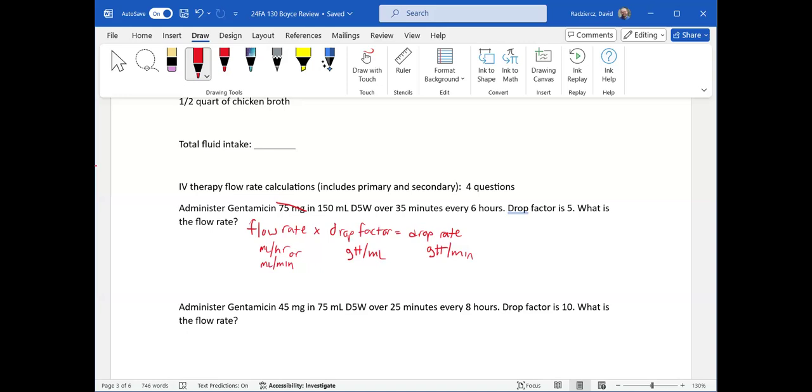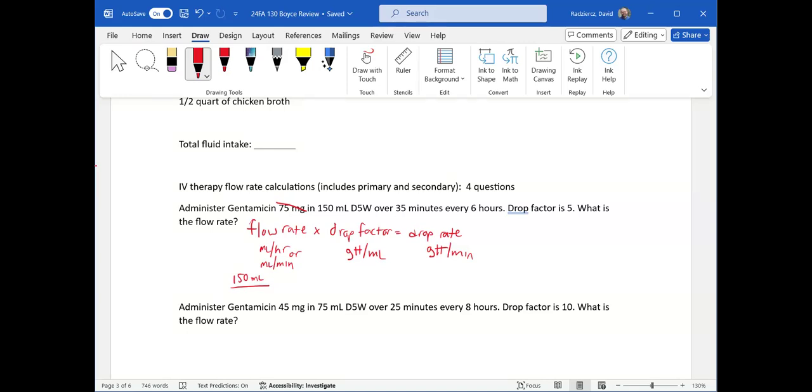So let's solve this question. I'm going to take 150 milliliters and put it over a time. Now there are 2 times here. It says over 35 minutes every 6 hours. The over 35 minutes is what's telling you your flow rate, because you want to administer that 150 milliliters of dextrose 5% water containing 75 milligrams gentamicin in 35 minutes. That's the goal. The every 6 hours is that you're going to repeat it.